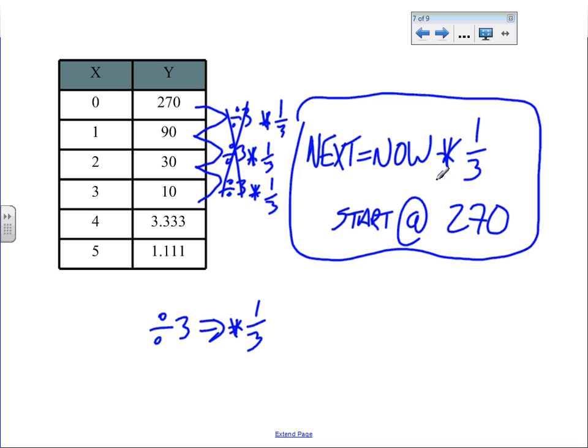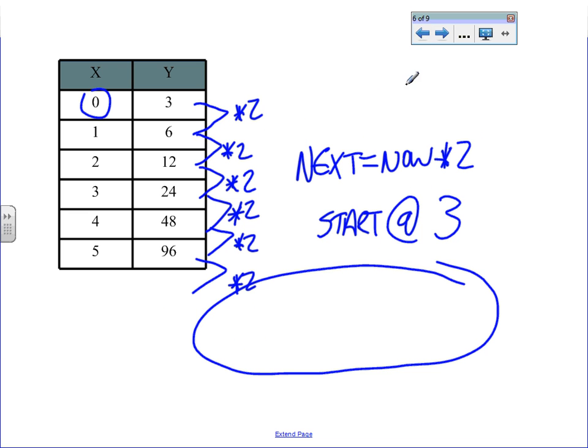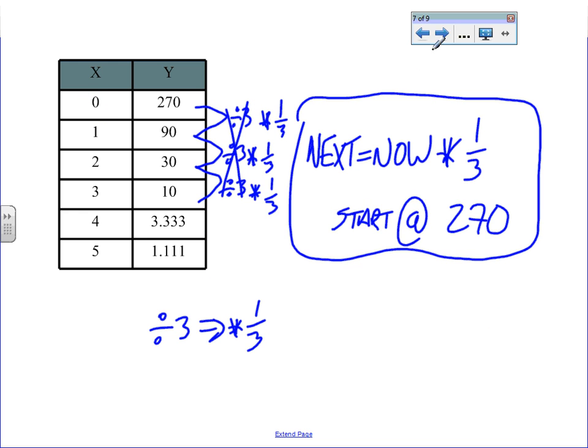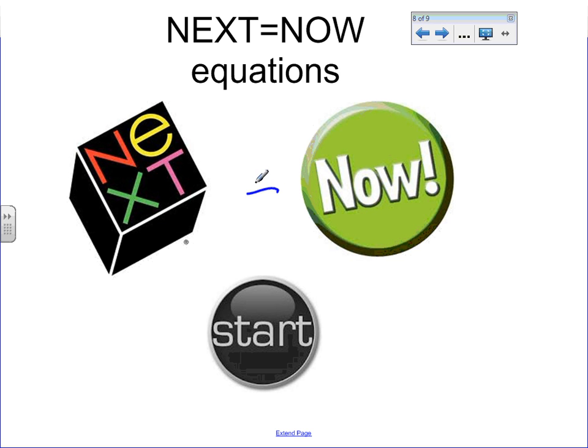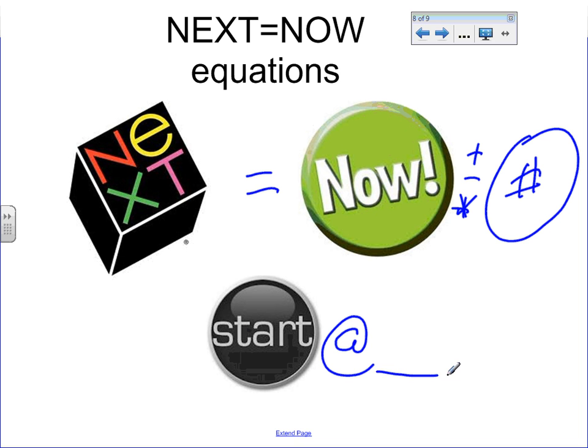Since we're doing that multiplication to get from step to step, it's the same sort of function as that one is. Again, if you look at the KUDs, there's only 2 types of functions that we want you to write next now equations for. That probably would help you figure out what goes in those 2 circles. You just got to figure out the pattern. Once you figure out the pattern, you can write the equation. Once you write the equation, you can put a box around it and be happy. So next equals now, and then we have either plus or minus or multiply some number. We don't know. And what we always do is start at some other number.